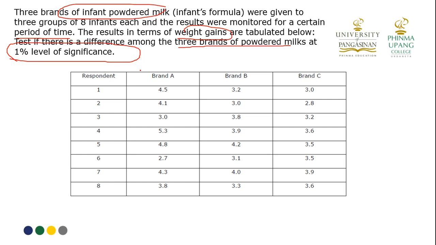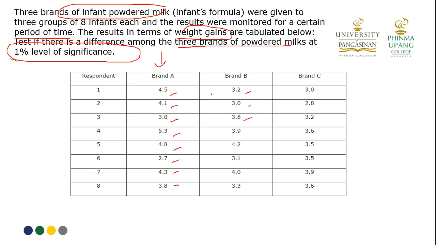So, yan po. Ito na yung result. 4.5, 4.1, 3.0, 5.3, 4.8. Yun yung mga bigat ng brand A. Nung nag-test sila ng brand A, sabihin na natin Alaska. Infant pala, no? Tapos ito yung brand B, 3.2, 3.0, 3.8. Kung titignan ninyo, napakataas ng brand A, no? So, bibili ako ng brand A. Bumigat agad yung anak ko, ganyan.